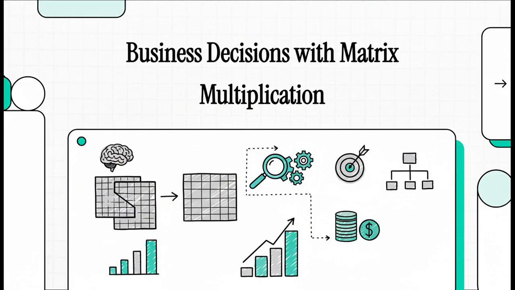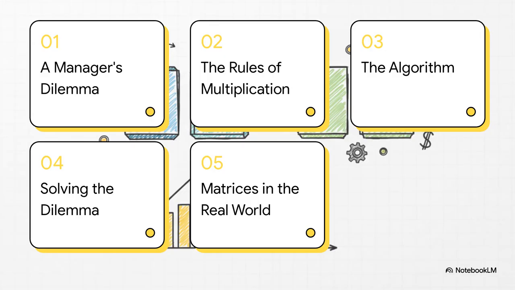We're going to see how matrix multiplication, which, let's be honest, can seem like just a mechanical exercise, is actually one of the most powerful and, I think, elegant tools for making smart business decisions. We'll see how this one single operation can untangle incredibly complex problems and give us the clarity we need to drive strategy.